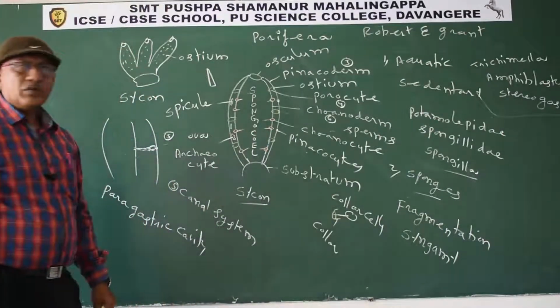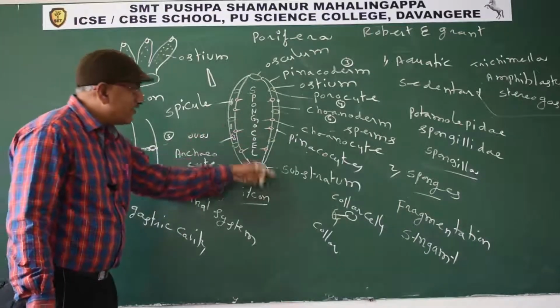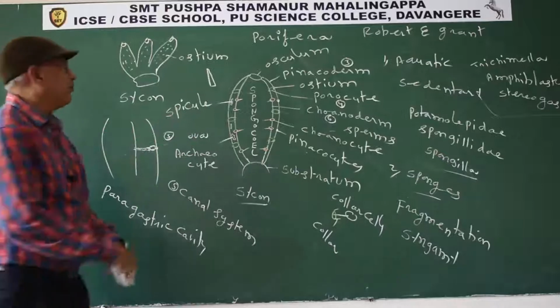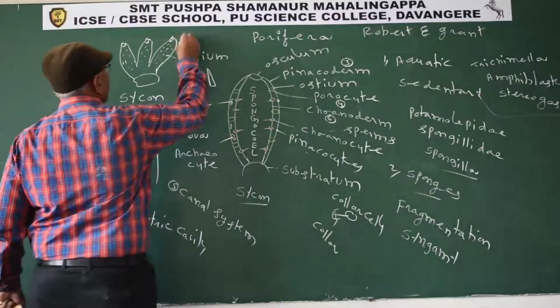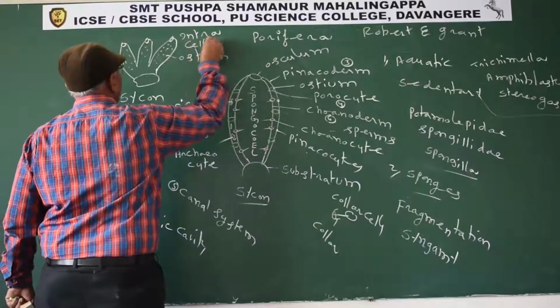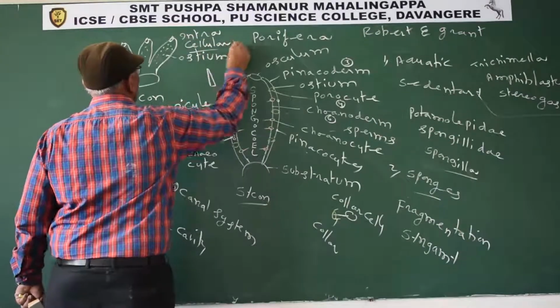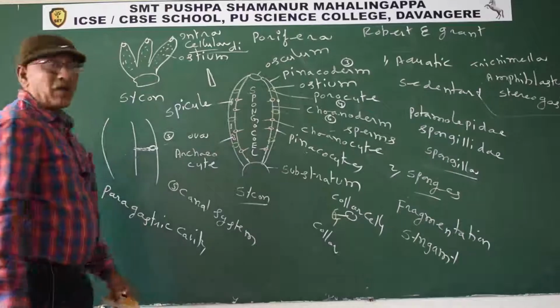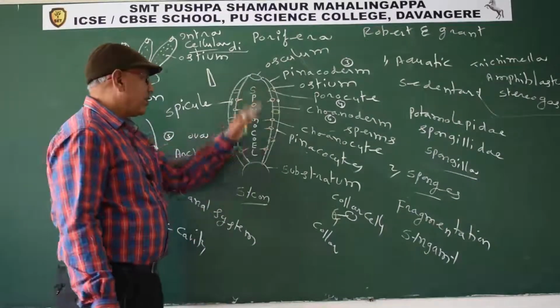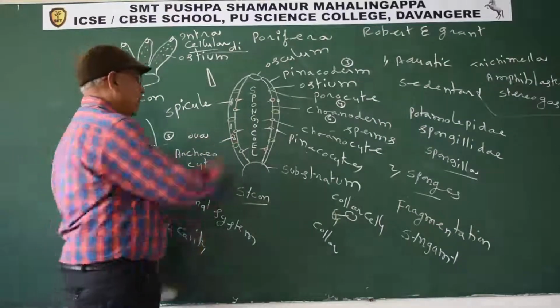If the food is digested within the cell, it is known as intracellular digestion. Intra means within the cell. So in Porifera, intracellular digestion is seen.